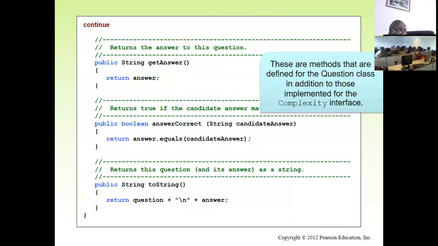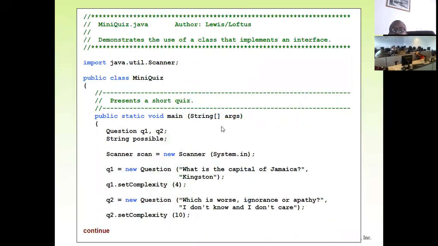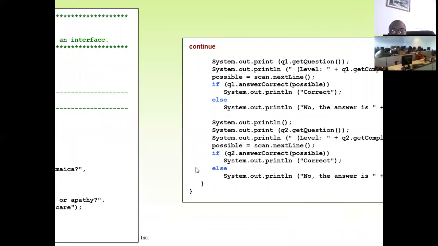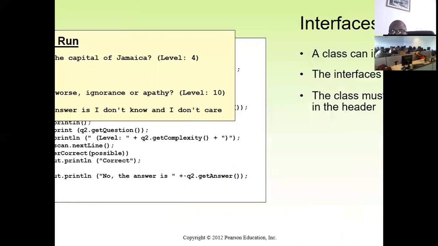Okay? And then we have some more methods in addition to those which we had to implement, like get answer, answer correct, and toString, which were not specified in the interface. Now, when we're ready to use it, this is an example of a driver class, with our main method. So we create two object references, one called Q1 and one called Q2, and we just accept some answers from the user and carry forward that implementation to give us a running version of what we just discussed.